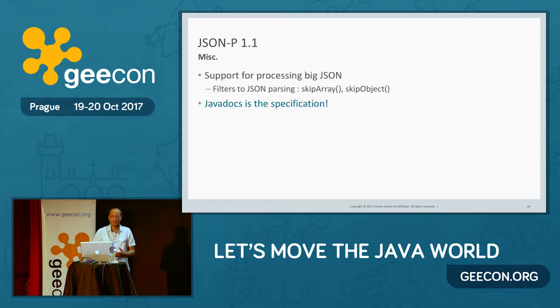Another improvement in JSON-P 1.1 is support for processing big JSON. That means that we added the ability to skip a particular array or object. Say you have some JSON document with some property which contains binary data or something, and you know you are not interested in this, so you can just skip the whole content. And the important thing here is that JSON-P itself does not contain any specification. The Javadoc of the API is the specification in this case.